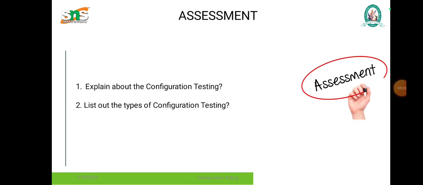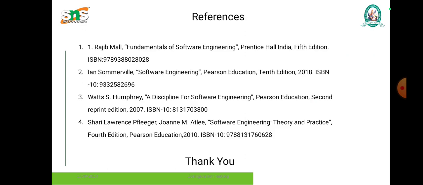Next is the assessment. The first question is: explain configuration testing. The second is: list out the types of configuration testing. So these are the references.